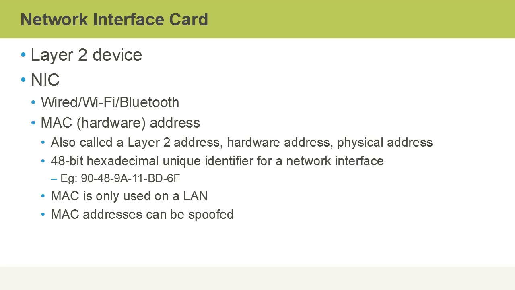Network interface cards have a hardware or MAC address, which is called a layer 2 address. Now, this is the 48-bit hexadecimal unique identifier for a network interface on the local area network only. The MAC address can also be spoofed, so a malicious user could use freely available software to make their device look like some other valid device that is a trusted MAC address.